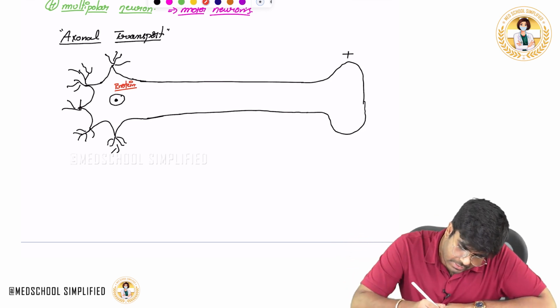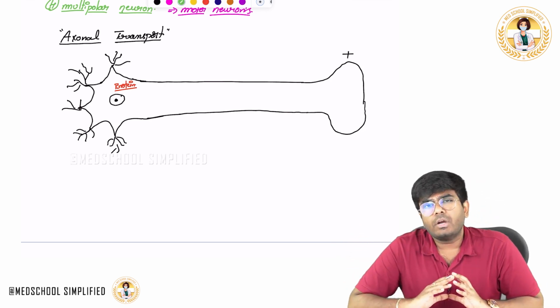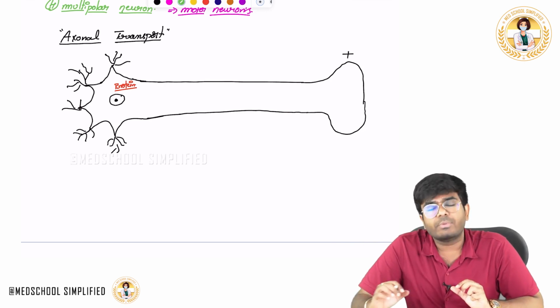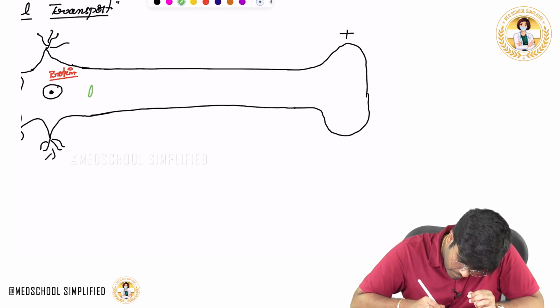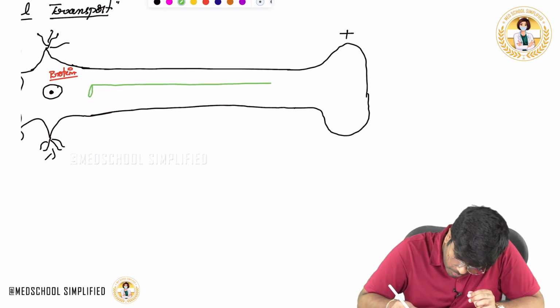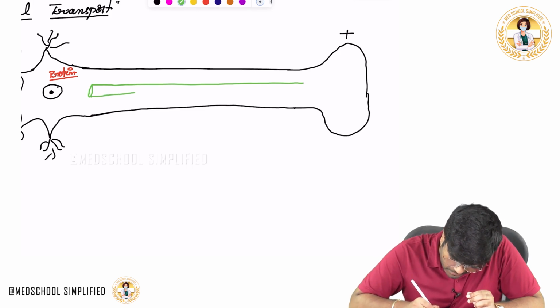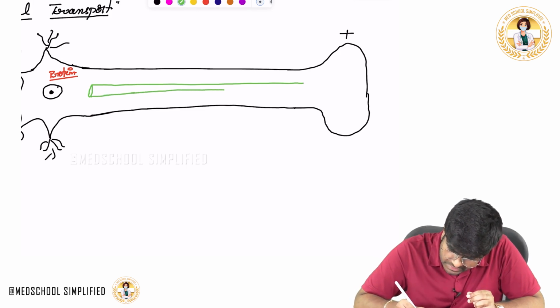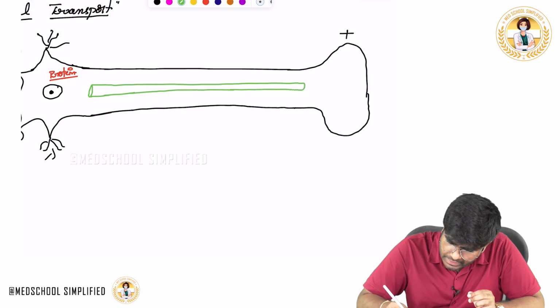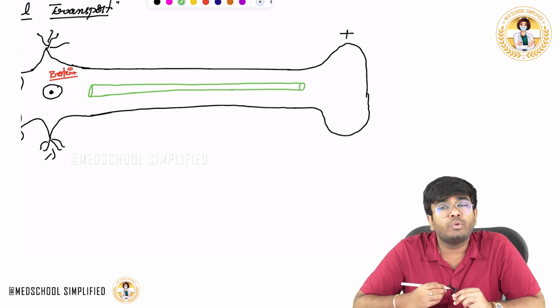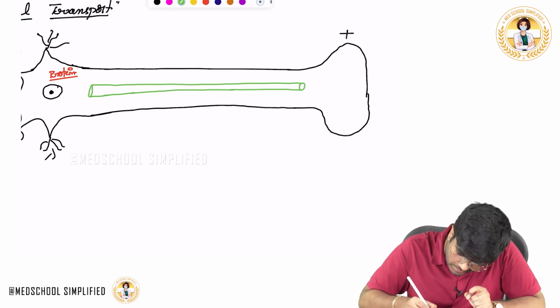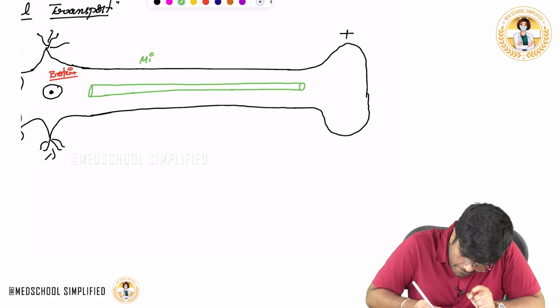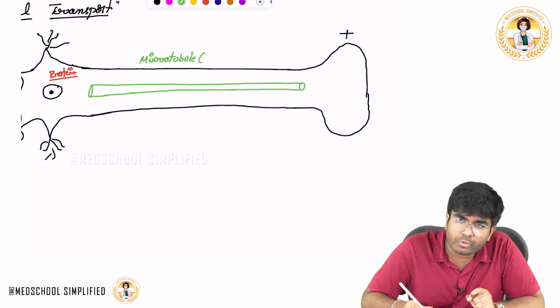How? Means there are highways present. Highways are not only present in the country, these highways are also present in the axon, in the cell also. So there is this highway, which is made up of a protein called tubulin. Roads or highways are made up of cement, tar. In the same way, this highway is made up of tubulin. What is the name of this highway? This is called a microtubule. So this green color thing is microtubule. What exactly is this microtubule? It's a cytoskeleton.